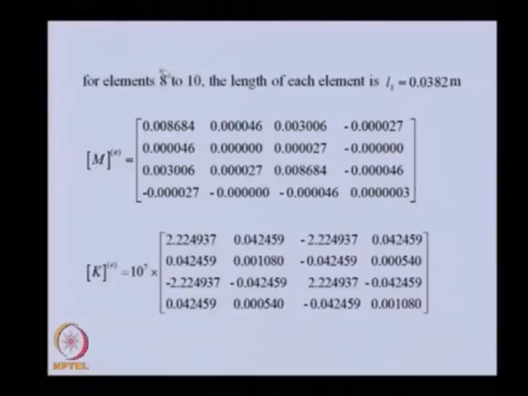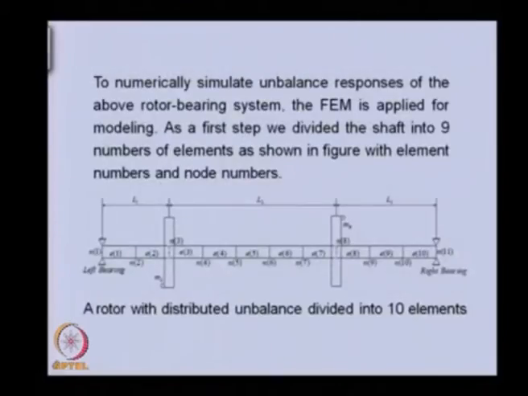From the second disc's right-hand side there are 2 more elements corresponding to that. These are the mass and stiffness matrices, and the disc mass we can add to one of the elements. As we have discussed earlier, the disc mass is a lumped mass, so we can add that with element 2 at this node, or this particular element at this node. But we need to add this in one of the nodes. Similarly, this side also.